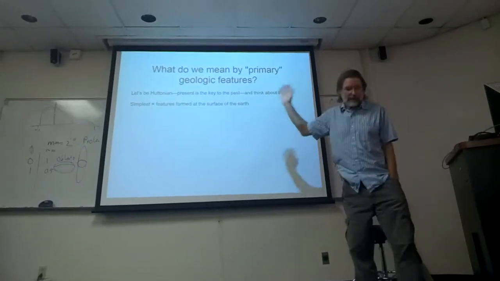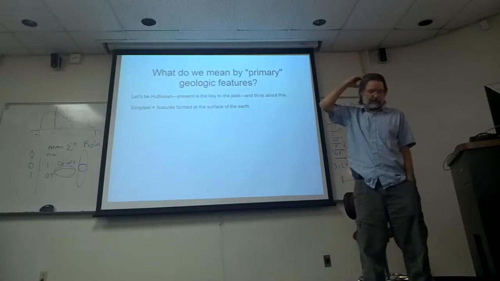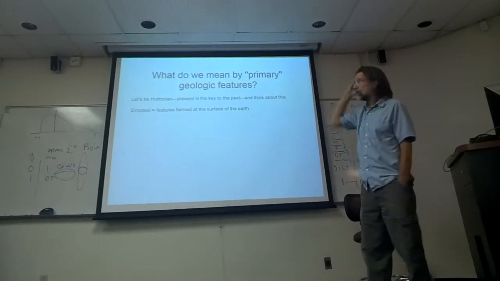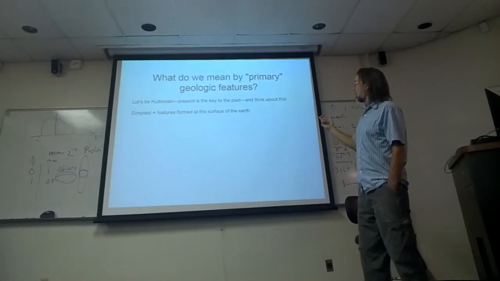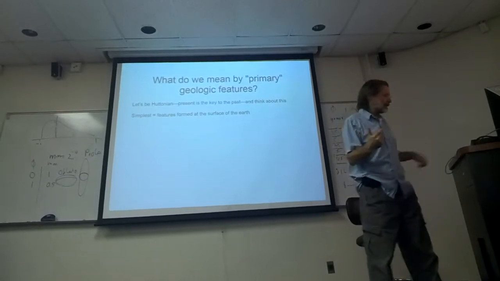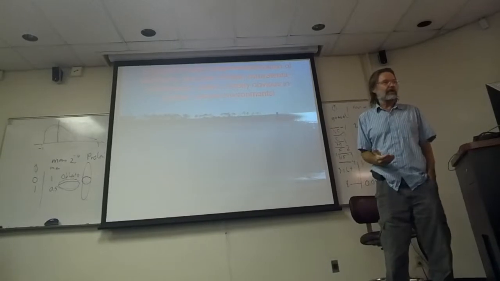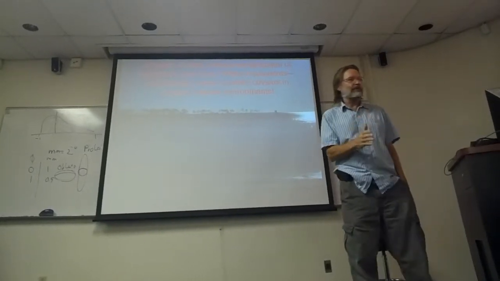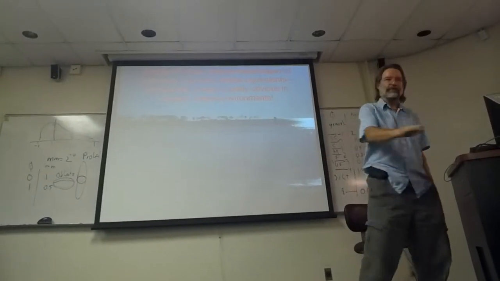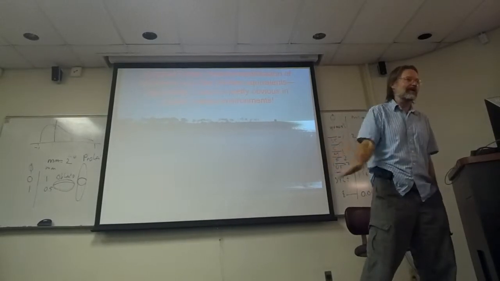So what do I mean by primary geologic features in the context that we're going to be working with them here? I always say, let's be Huttonian and think of the present as the key to the past, and look at the surface of the Earth. Now, this is harder in El Paso. I used to live in New Orleans, where it was easier for people to picture a very flat surface, right?